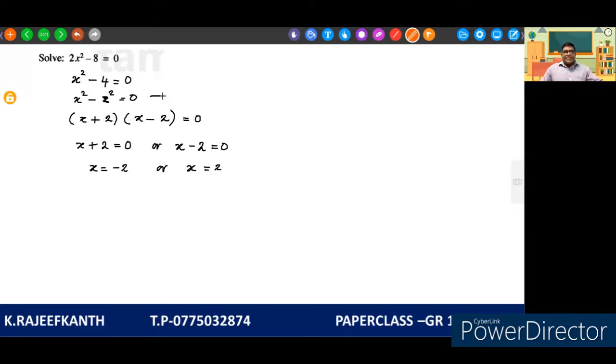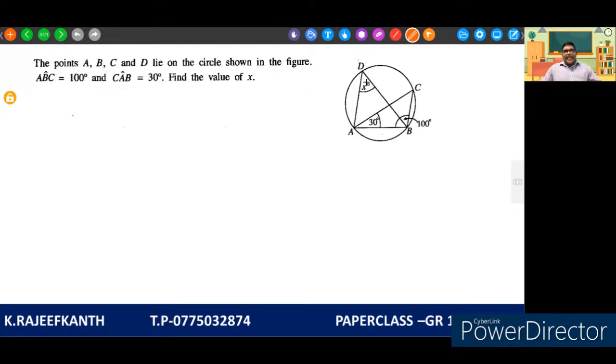From this step, we can do it in another way. Here, x squared minus 4 is equal to 0. Then we can move this minus 4 to the right side of the equal sign. Then x squared is equal to 4. Now we have to take the square root on both sides. The square root of x squared is equal to x. Then the square root of 4 is equal to plus or minus 2. So in this way also you can find the solutions for x. Then next one.